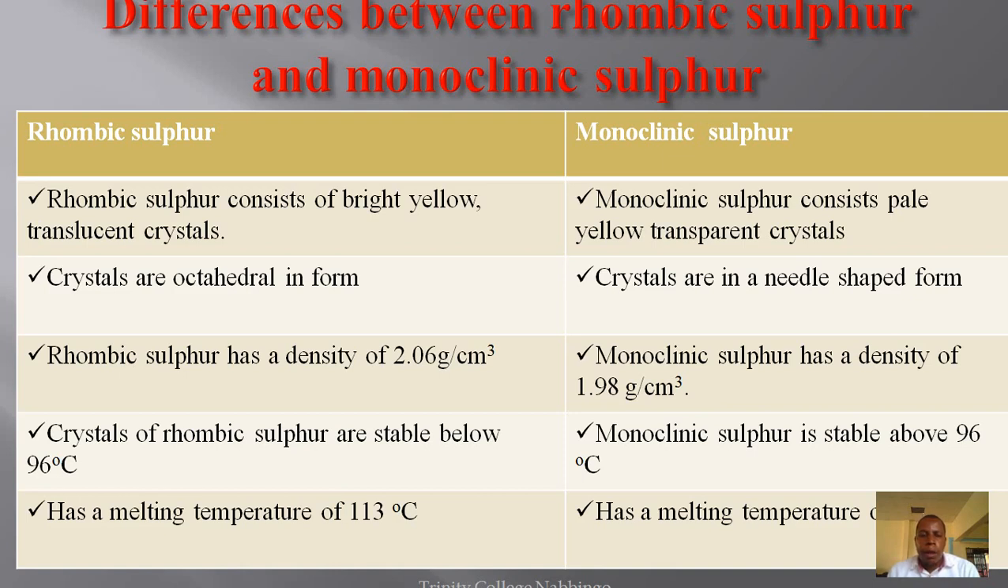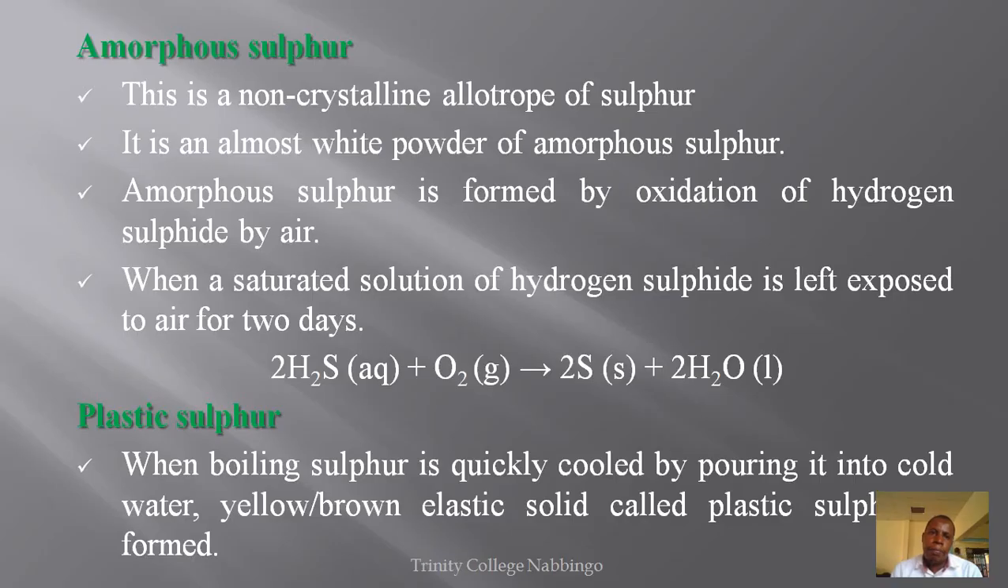Then the rhombic, like we have already seen, it is stable at a temperature below 96, whereas monoclinic is stable at a temperature above 96. The melting temperatures we have also seen in the properties. Rhombic has a melting temperature of 113 degrees Celsius, whereas monoclinic has a melting temperature of 119 degrees Celsius. It's important for us to know these properties and be able to differentiate, because this question can easily be asked.